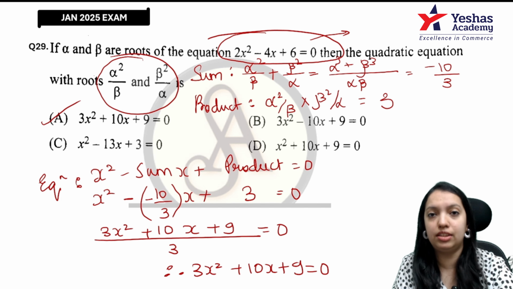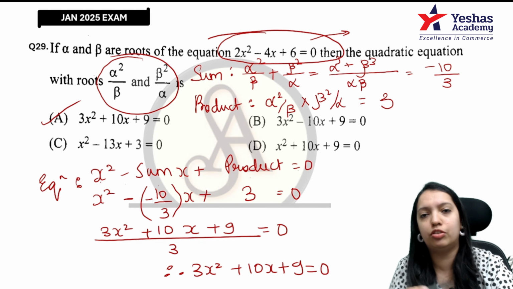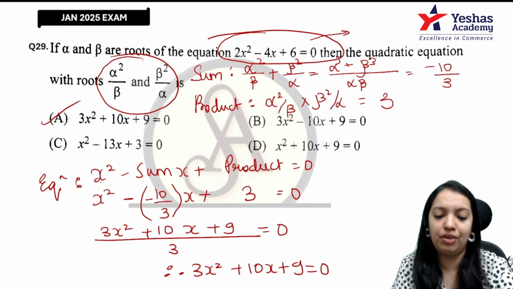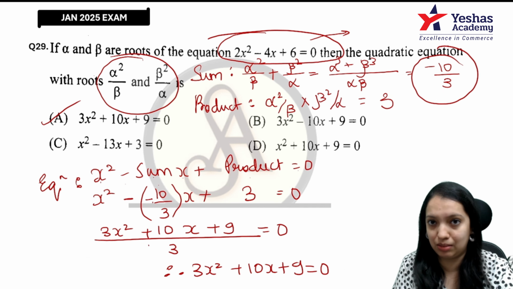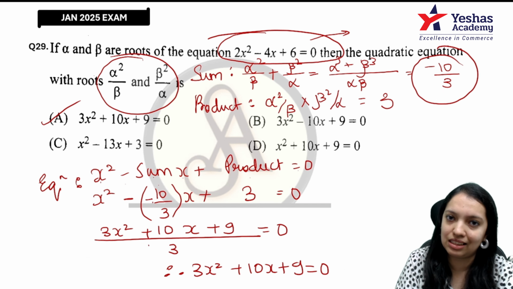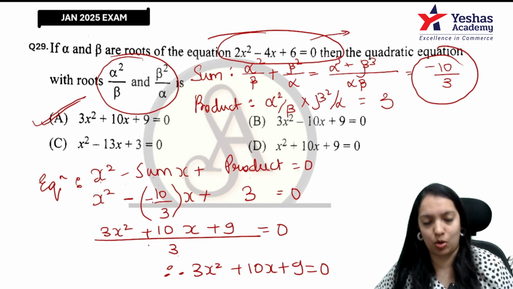Remember, to find the quadratic equations, x square minus sum of the roots into x plus product of the roots is equal to 0. When I replace sum with minus 10 by 3, minus into minus becomes plus. Next step, I have taken the LCM. 0 into 3 is equal to 0. So correct option is option A.